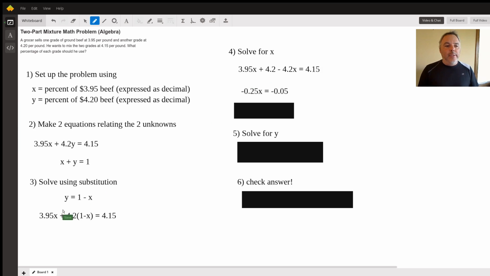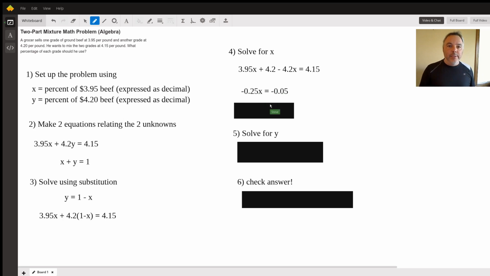What I did here: first, I distributed this out. So 4.2 times 1 is 4.2, and 4.2 times minus x is minus 4.2x. Then I collected terms. I put the x's on the left side, so I have 3.95x minus 4.2x, grouping the common things together. What I have is minus 0.25x on the left. The non-x terms, the constants, I put on the right side, so I subtract 4.2 from this side. Whatever I do to the left, I have to do to the right. So if I subtract 4.2 from here, I get minus 0.05.